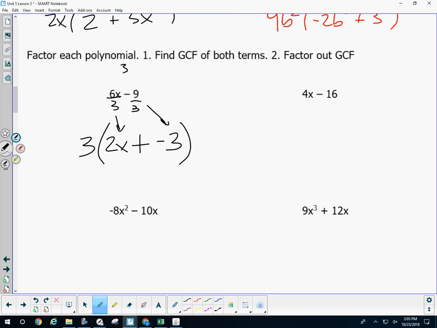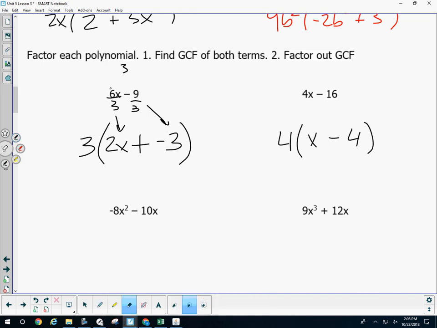The 4x minus the 16, they both share a 4. So I'm going to factor out or divide out 4. 4x divided by 4 is x. 16 divided by 4 is 4. So I have 4 times x minus 4.